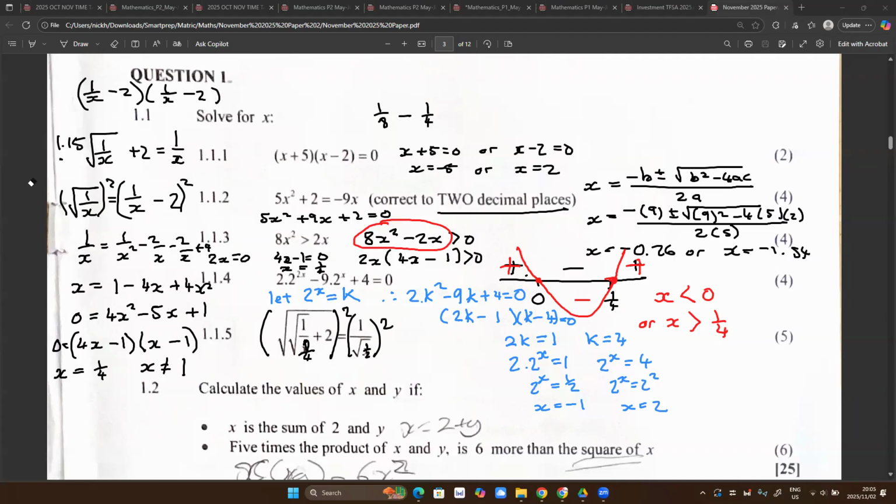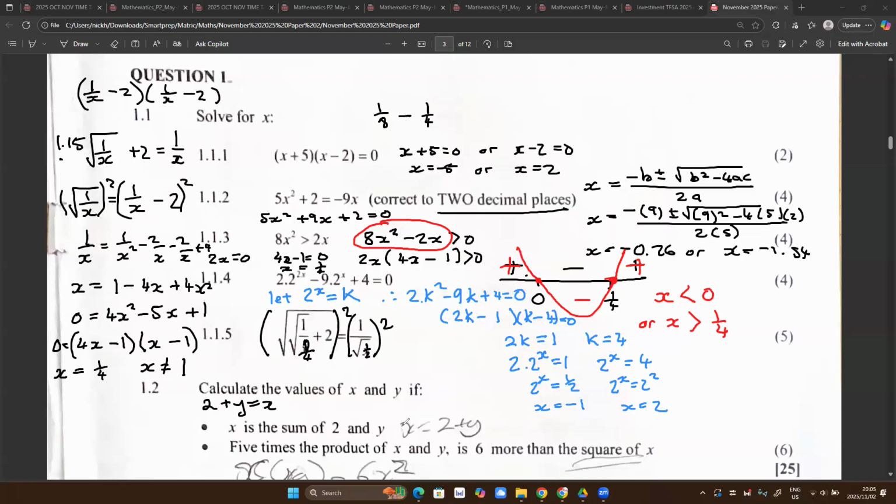All right, and now we can go on to the next one, which is, you're going to see some writing because this was sent to me by a student who asked me to do this. I'm going through these questions. So x is the sum of 2 and y. Okay, so that means that if I add 2 plus y, I'm going to get x.